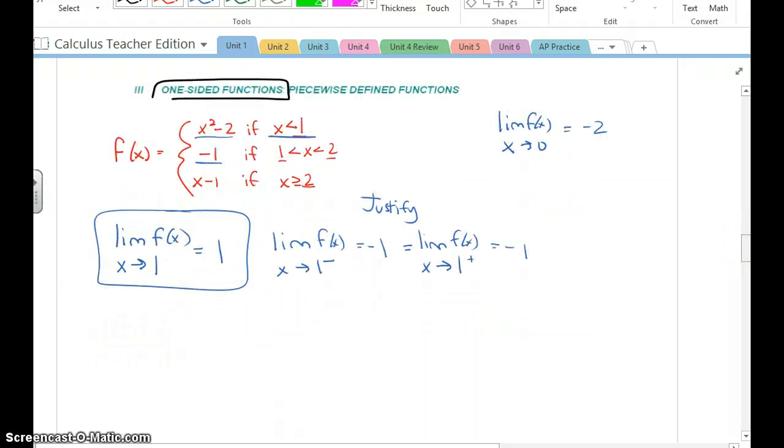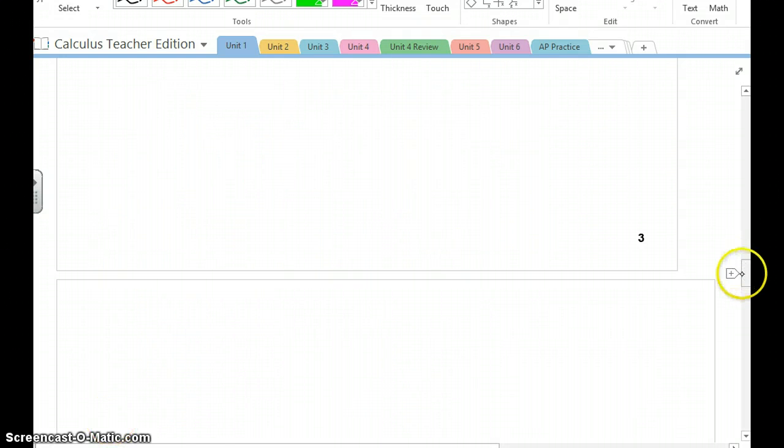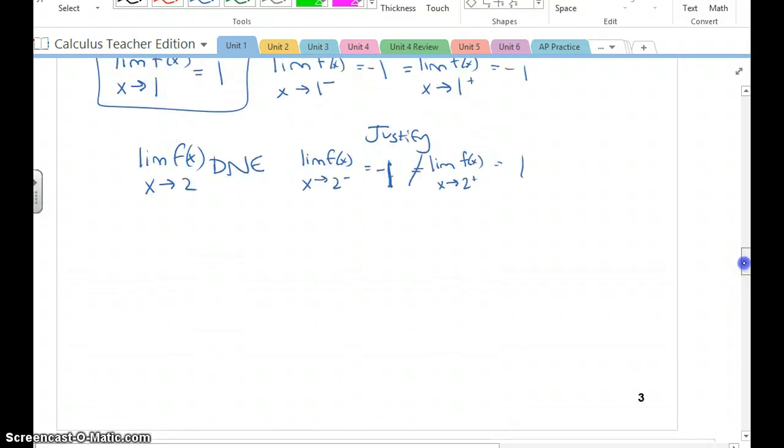Okay, so I want you to try the limit of f of x as x approaches 2, and I want you to figure out what it is, if it exists, and if it does exist or it doesn't exist, I want you to justify it. Okay, if you haven't paused it, pause it now and do this problem. But if you have, check your answer here.